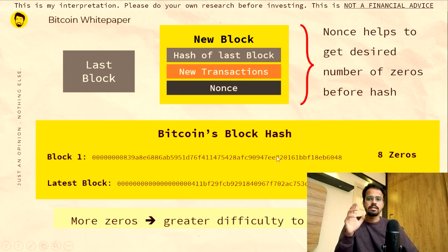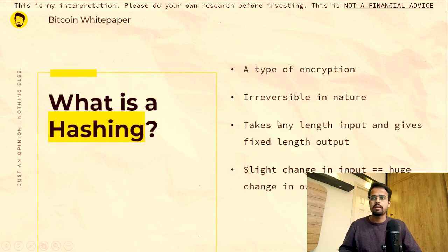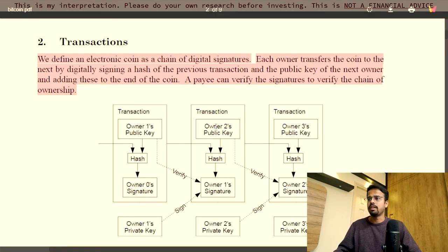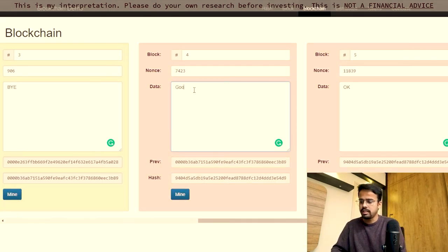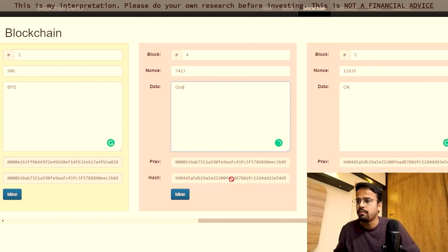Nonce is a number which is used to determine the difficulty, like the number of zeros ahead of the block hashes. Hashes, on the other hand, are something sort of like an encryption. There are different types of hashing algorithms like SHA-256, which is used in Bitcoin. Hashes are irreversible in nature, take any length input and give fixed length output. A slight change in input creates huge changes in output. We can look at this. Just changing the D and the entire output changes from 0094 to 94 something.